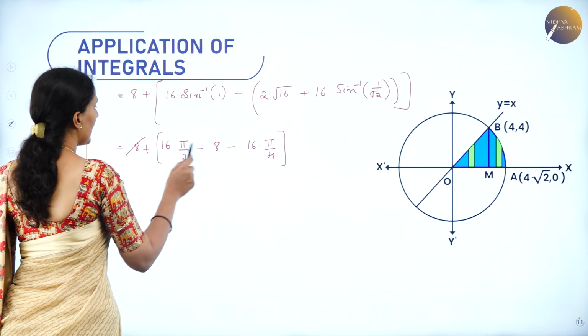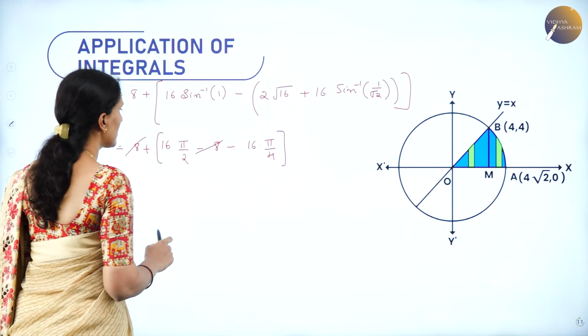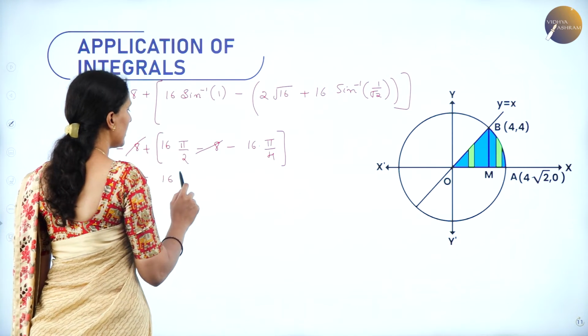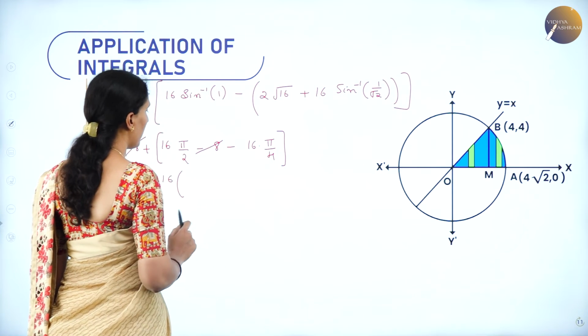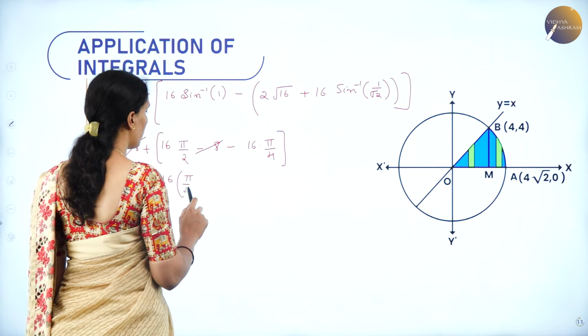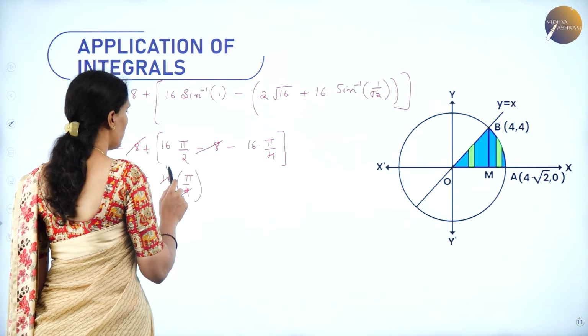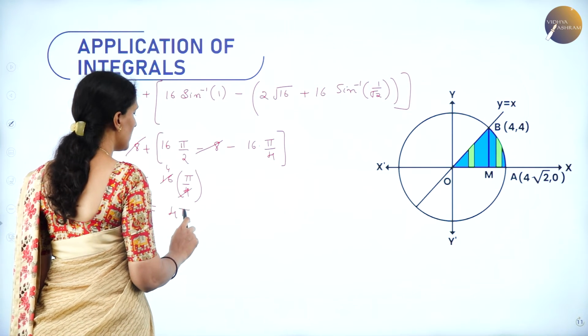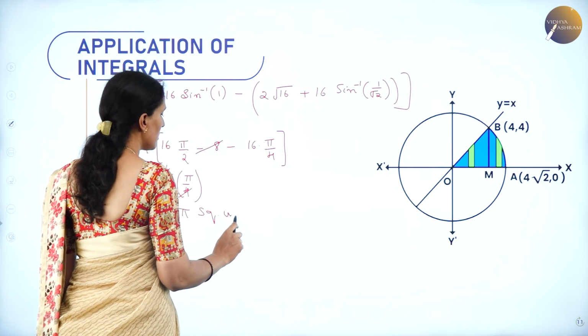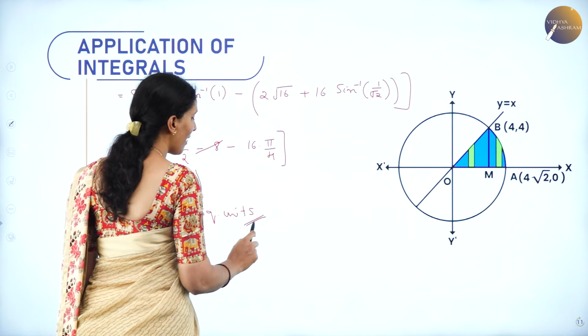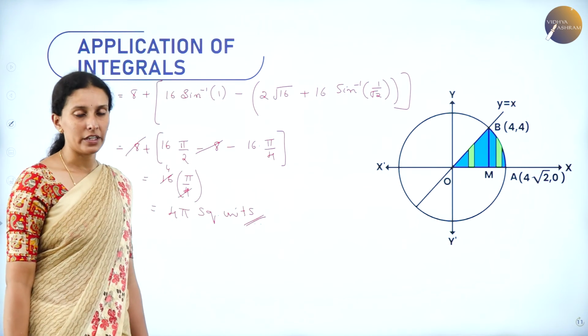So here plus 8 minus 8 can be cancelled. So we have 16 pi by 2 minus pi by 4, which becomes pi by 4. 4 ones are 4, 4 fours are 16. So 4 pi square units. So this is the required area bounded by the region.